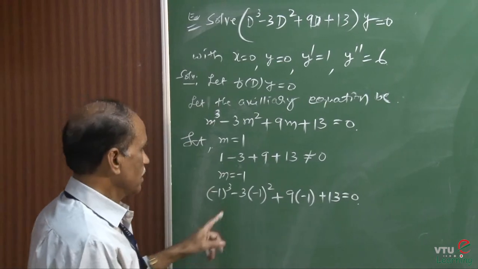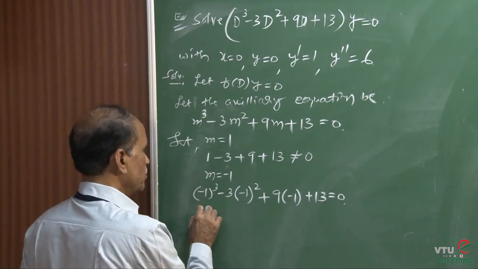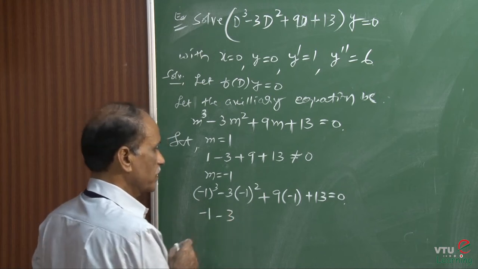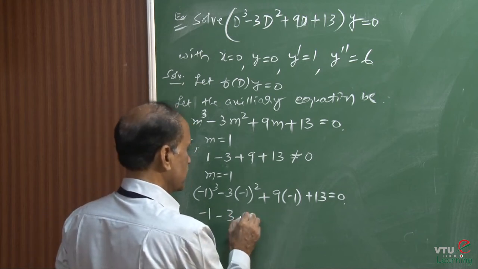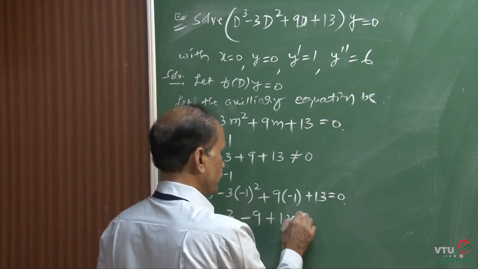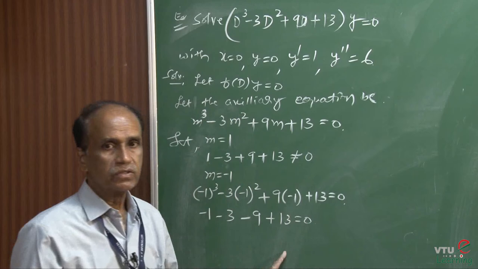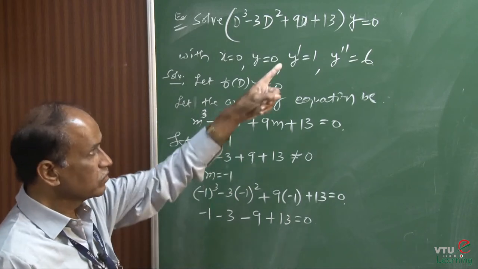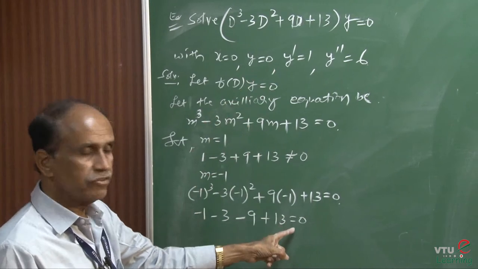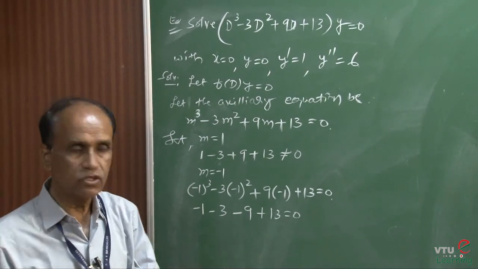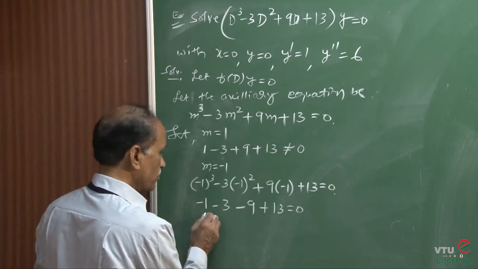Then minus 1 whole cube gives us minus 1, and this gives us minus 3, and this becomes minus 9, and this is plus 13, this is equal to 0. That means the simplification must give you the right side value; if you achieve that, then you will be getting a root. So, what is this simplification?